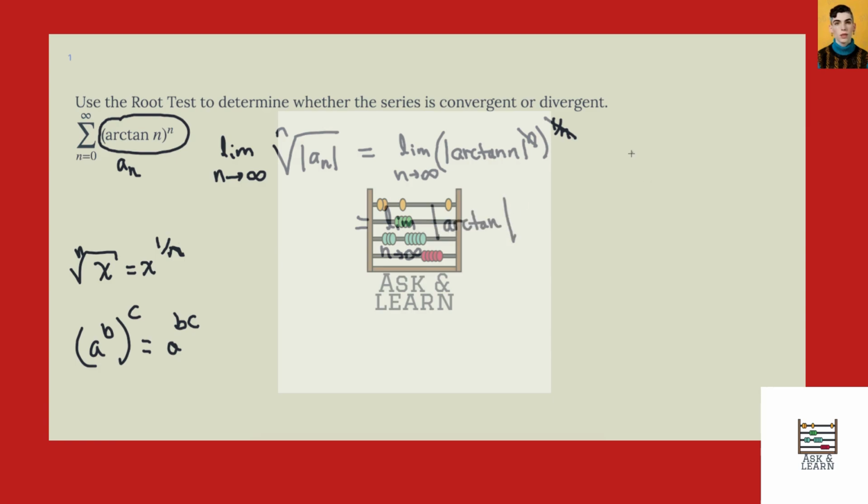And if you could recall from the graph here, when you take the limit of the arctan, it approaches one of its asymptotes. So here's a rough sketch of the arctan graph.